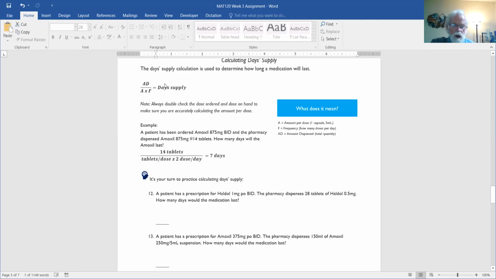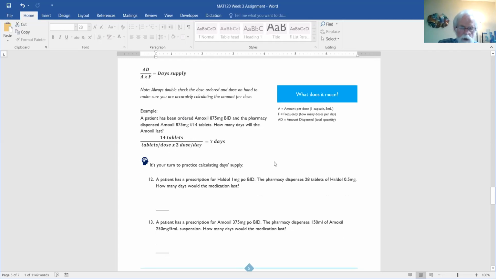So if we look at this and look at the frequency, we have the amount dispensed, which is the total quantity given, the amount per dose, the number of tablets per dose, times the frequency, how many a day. So we've got 14 tablets dispensed. We've got 1 tablet per dose times 2 doses a day, and that should read 1 tablet. So we have 7 days supply of this drug.